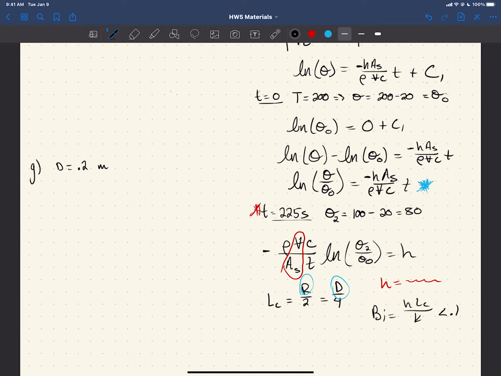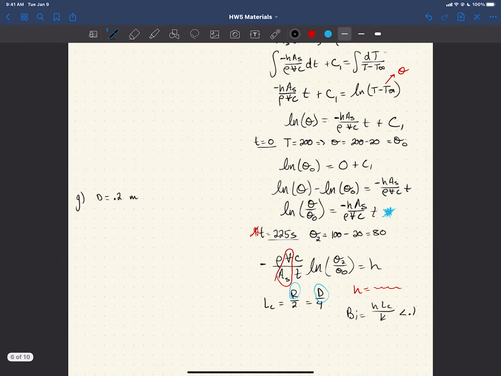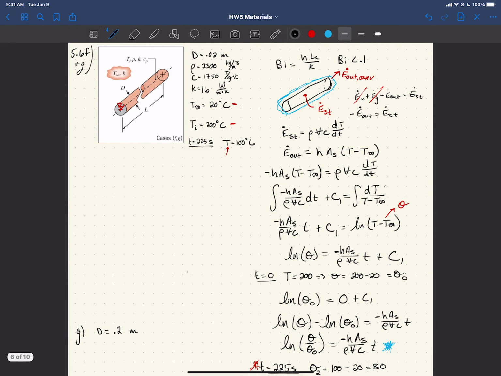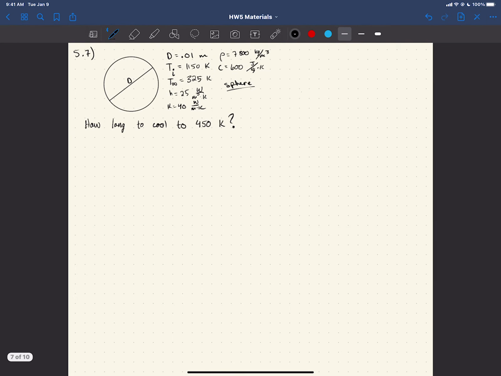Nowhere along the line does that whole expression and process change because the diameter changed. It just changes the numbers, and you calculate the new h and then make sure that the Biot number is less than 0.1.